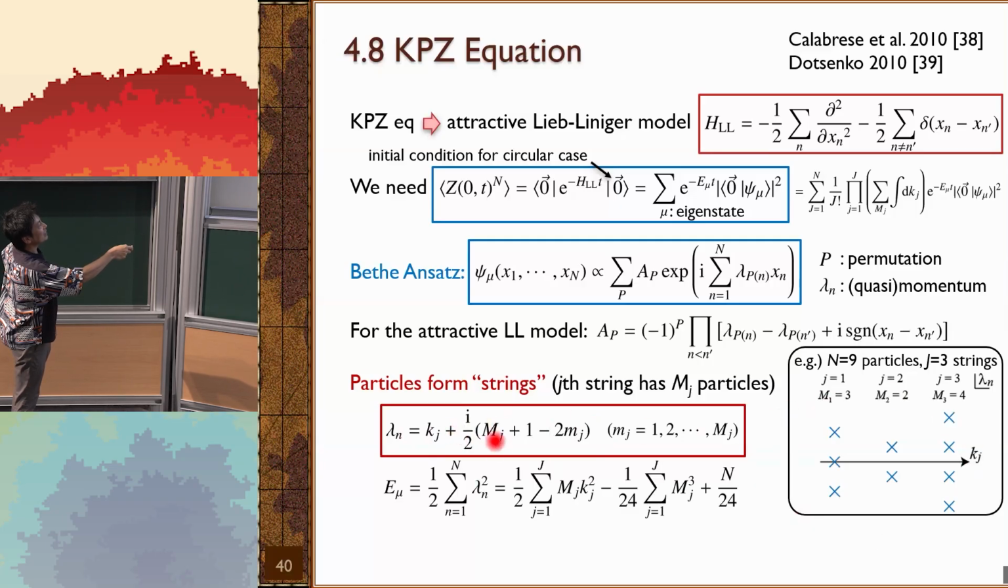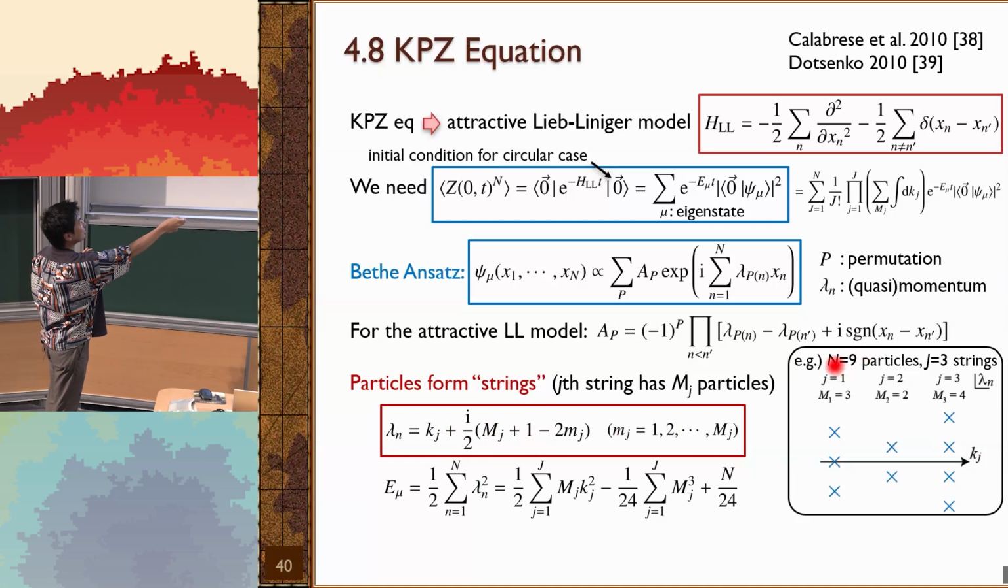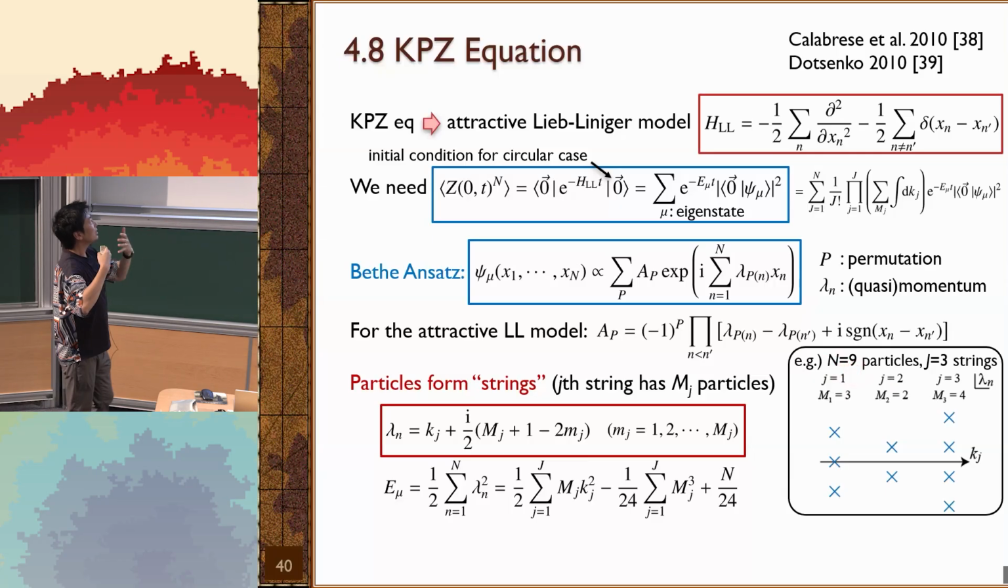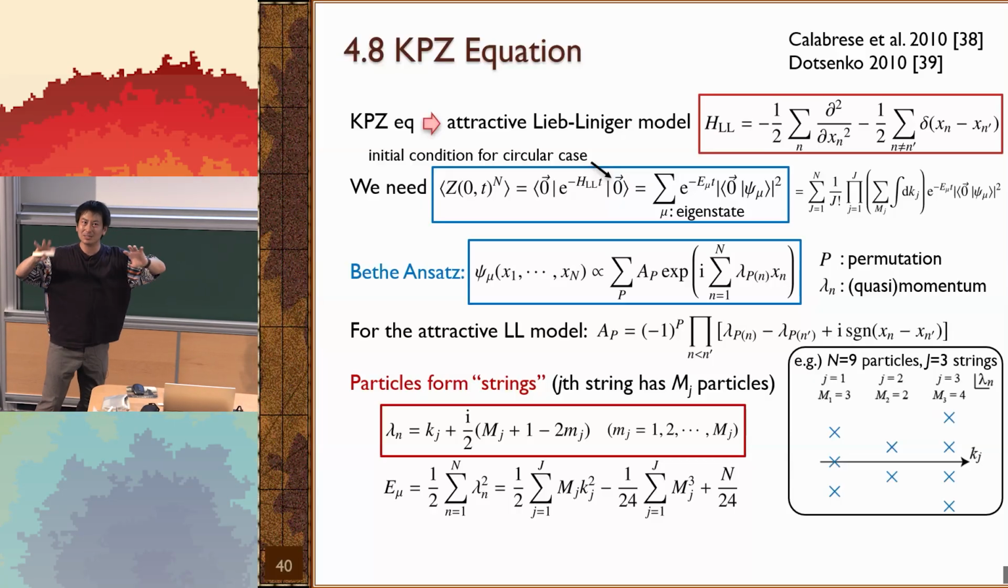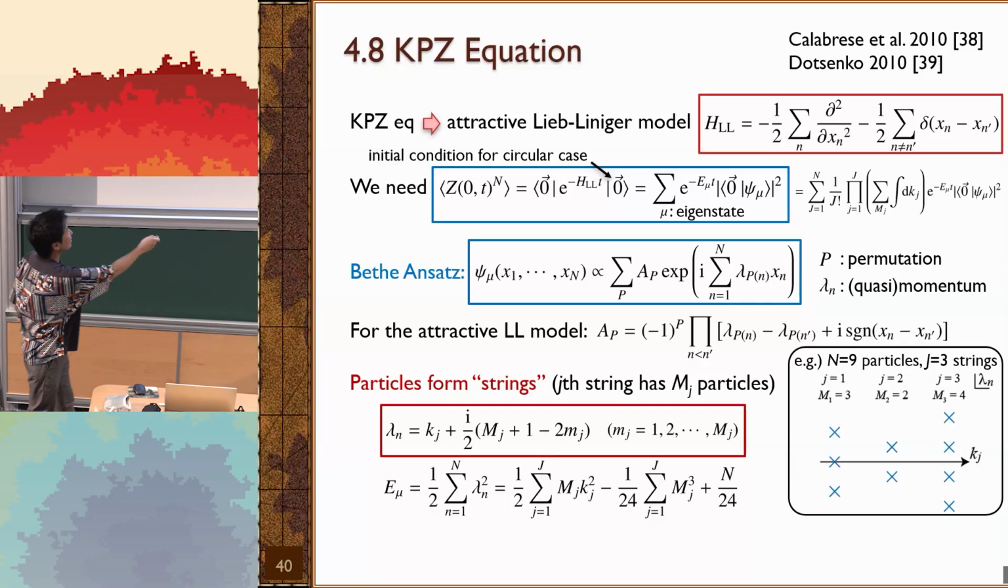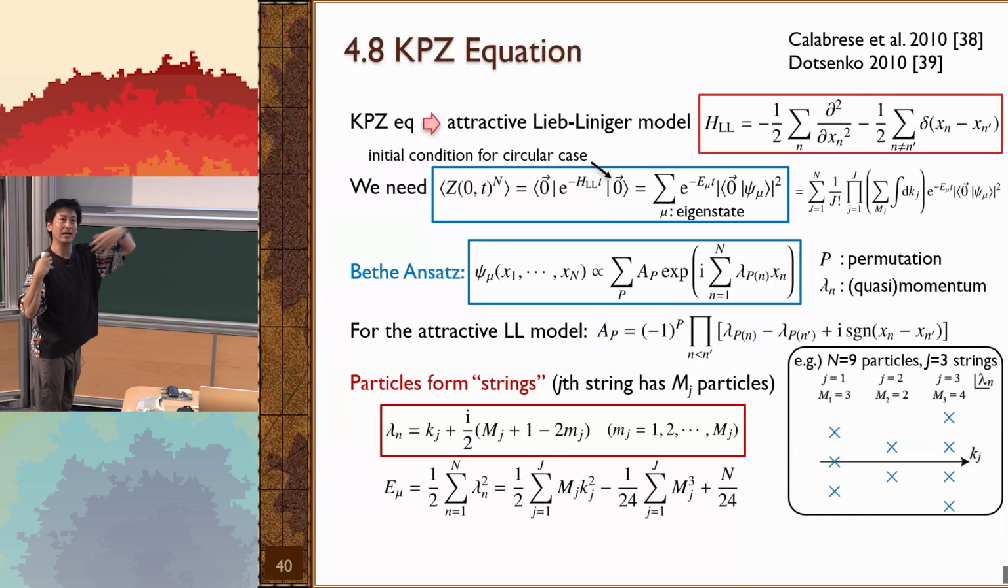So what we do here is that suppose we have n particles, let's say 9 particles. First we group the 9 particles into some groups, called strings. Let's say we group them into 3 strings. The first string has 3 particles. The second string has 2 particles, and the third string has 4 particles. It is just an example. You can distribute them any way you like.